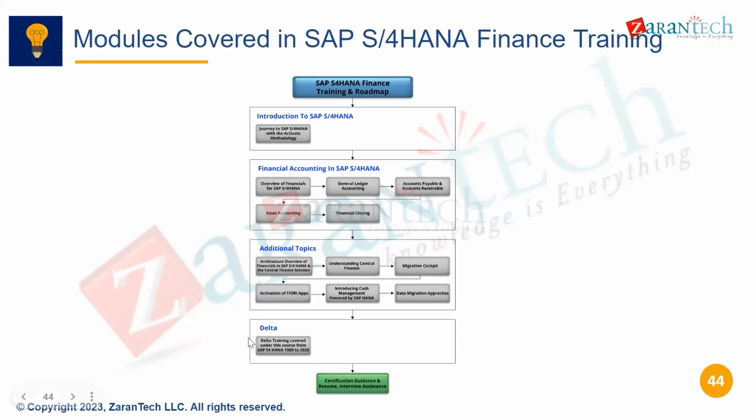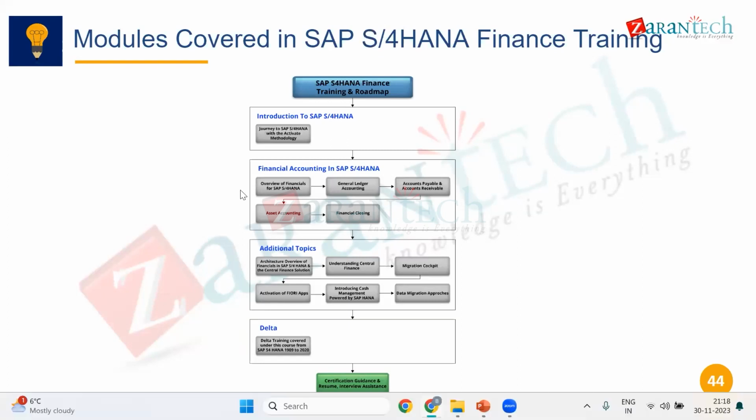Okay, so if there is any delta, that means from the previous version. Currently we'll be discussing the S4HANA 22 version, right? So if there are any changes from its previous version 2021 to 2022, those delta changes we will also discuss.